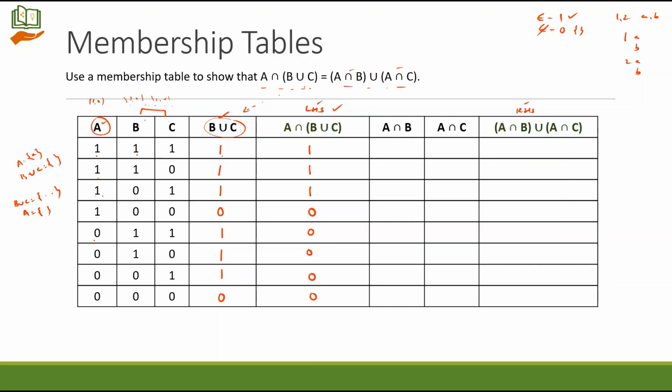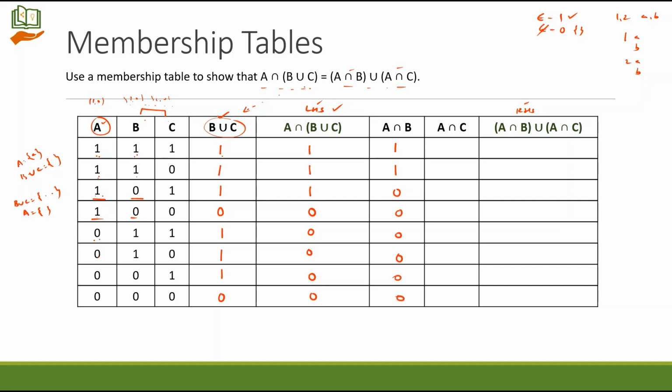So let's start with A intersection B. Wherever you have 1 together, there alone you will have 1 here. Then A is not empty, B is empty. If you want to take intersection, you will end up with empty only. Similarly, everywhere you can find the trace of 0 in one or the other column. That's why all these values can be marked as 0 directly.